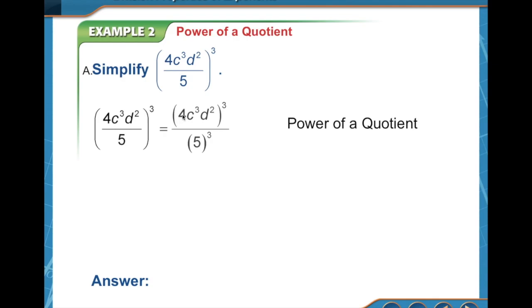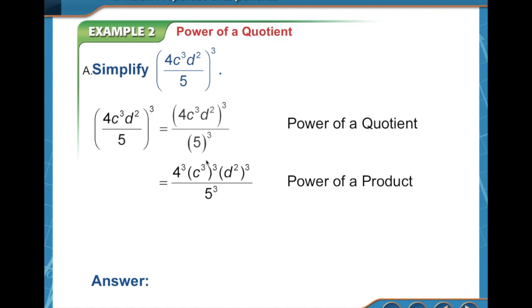Now you're going to have to rewrite what you can and simplify. So we have 4 to the third, we have c^3 to the third, and d^2 to the third, and then we have 5 cubed on the bottom. So simplify what we can. So now we've applied the 3 to everything on top, each term, and on the bottom. 4 cubed is just a number, 5 cubed is just a number. And we do the power of a power here, we're going to multiply.